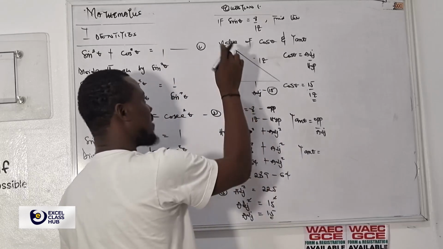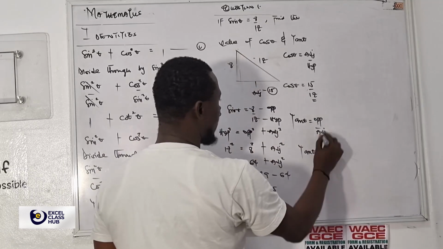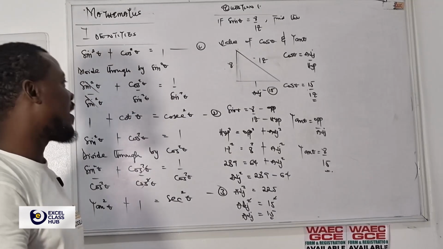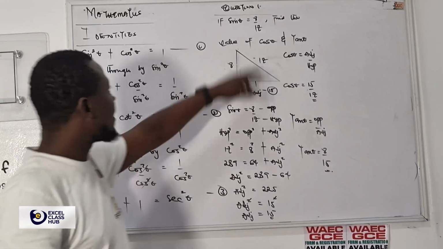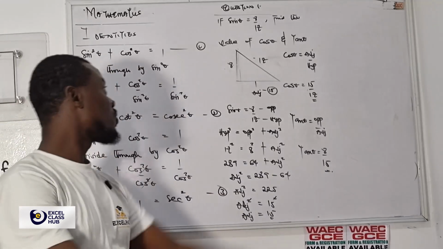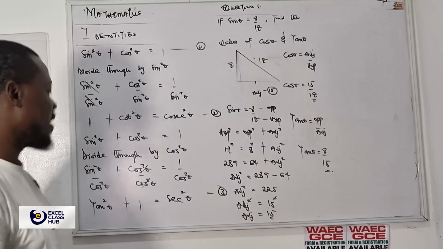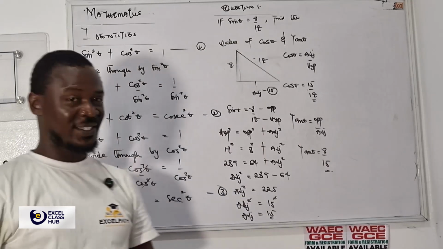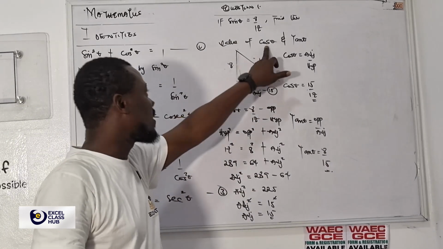So that means tan theta will be what? What's my opposite now, student? 8. Over, and your adjacent is what? 15. So that is the final answer. You solved that question using your right angle triangle, the question that says if sine theta equals 8 over 17, find the value of cos theta and tan theta.